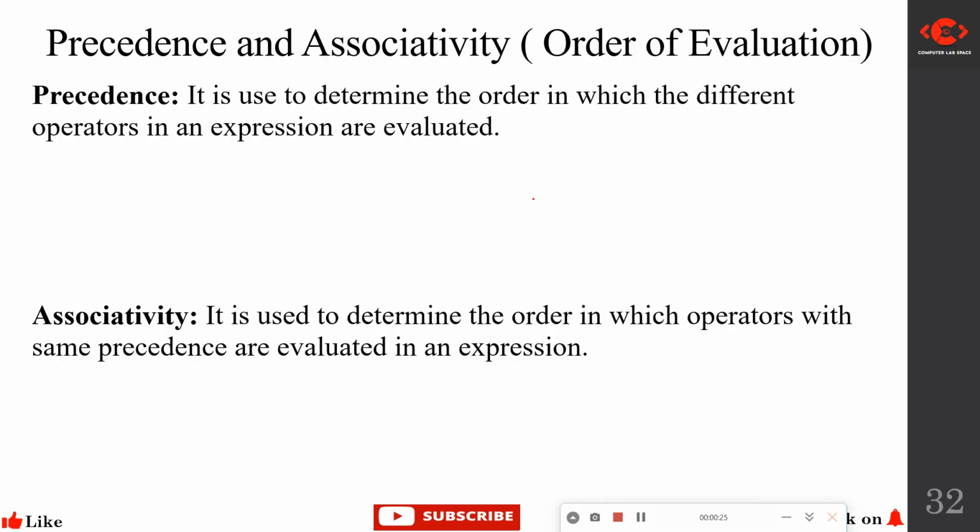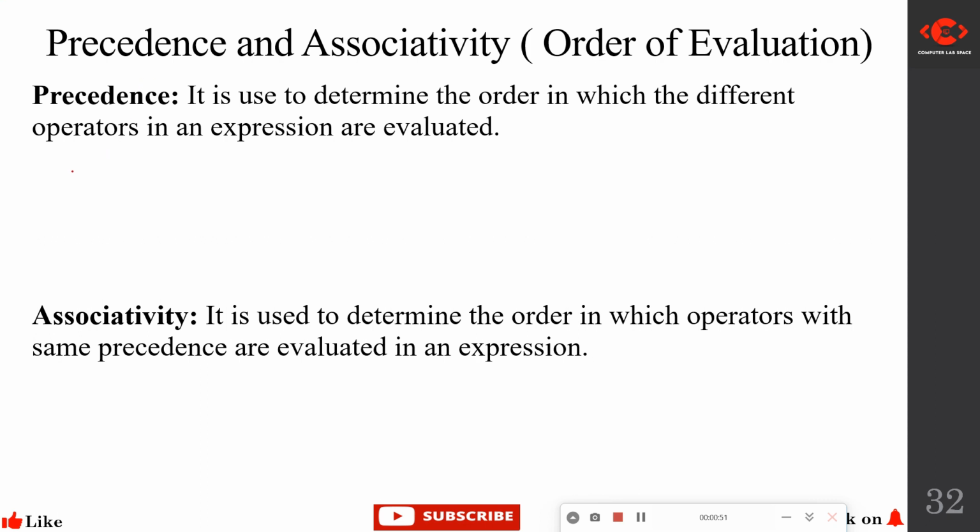What do I mean by precedence? The question can also be asked as order of evaluation. So first, let us learn what precedence is. Here, we will have an expression, which is a combination of different operators and operands. We already know what operands and operators are, right?